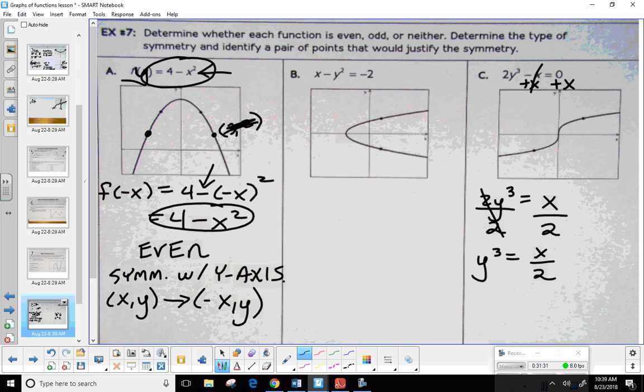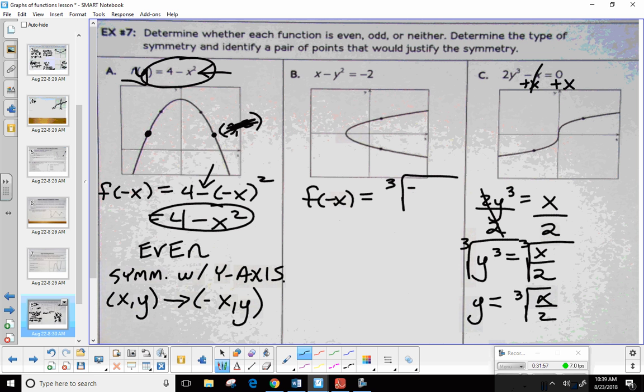How do I get rid of a cube? Cube root. That's the inverse. Okay. So my explicit function, y equals the cube root of x over 2. All right, now this is what I want to test. I want to replace every x with its opposite. So f of negative x, and we're not going to worry about doing b. It's on the notes if you want to take a look at it. But that's the cube root of negative x divided by 2.